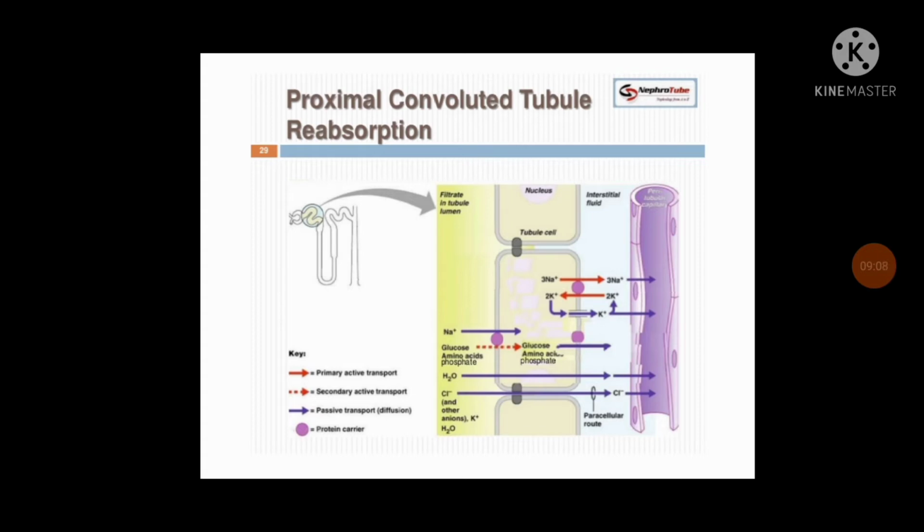The most important thing is that the reabsorption of most of the substances is driven by the sodium potassium pump, which is present in the basolateral membrane. This helps in the absorption of different substances including sodium, glucose, amino acids and bicarbonate.